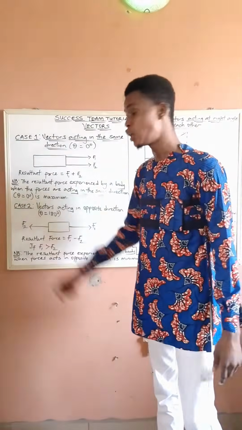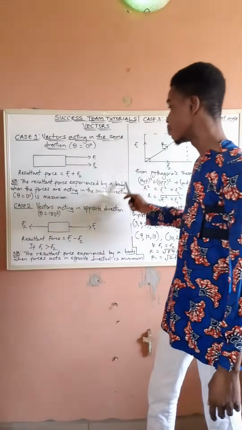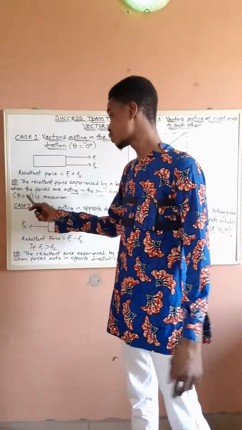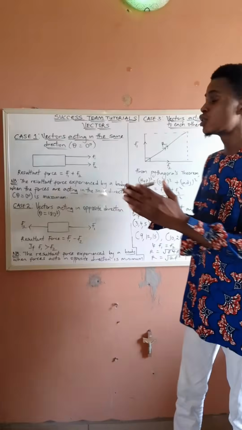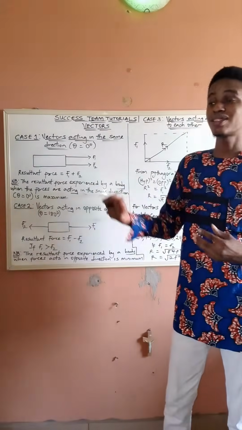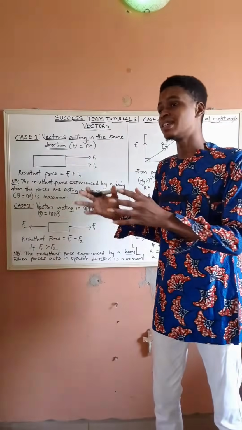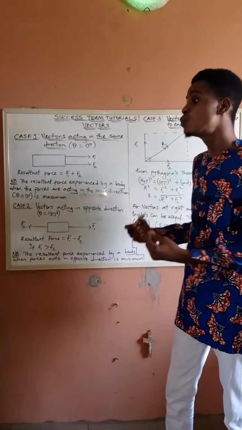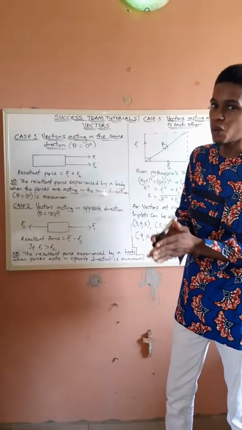NB, nota bene, take note of this. The resultant force experienced by a body when the forces are acting in the same direction, that's when theta is equal to 0, is maximum. Anytime two forces are acting in the same direction, or the angle between two forces acting on a body is 0, you should take note that that is the maximum. The resultant force gotten at that point is said to be at maximum, because I'm summing the forces up.